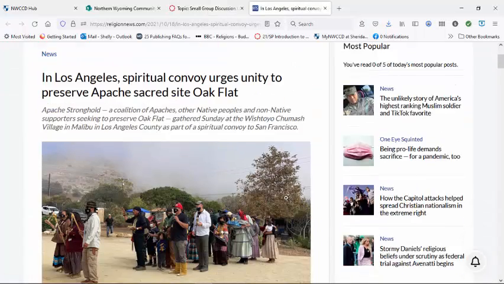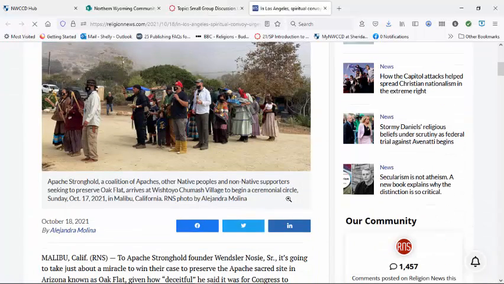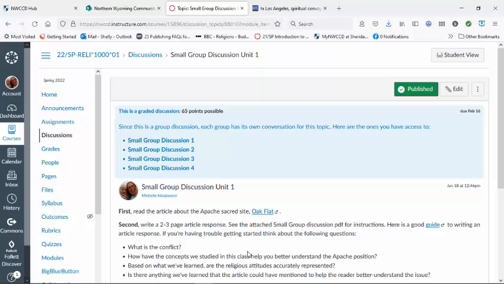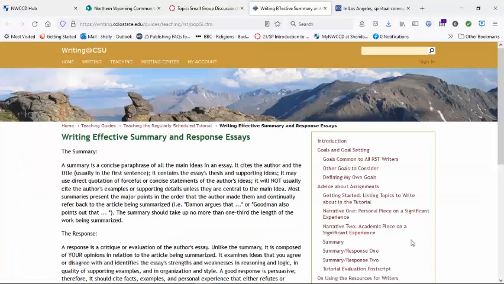So we'll come here and read this article. Make sure that you understand what the conflict is, what's going on, and then write your 2 to 3 paragraph response. I have a link here to a guide for writing an article response.